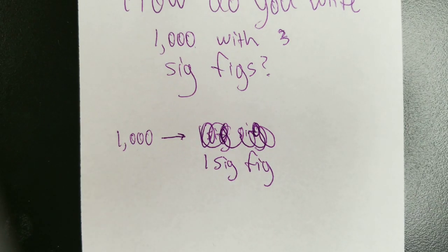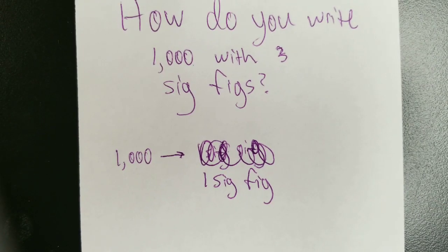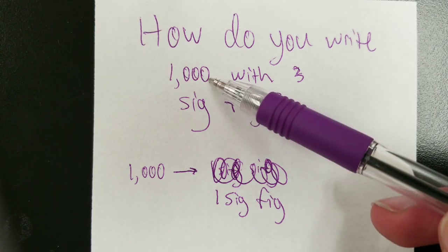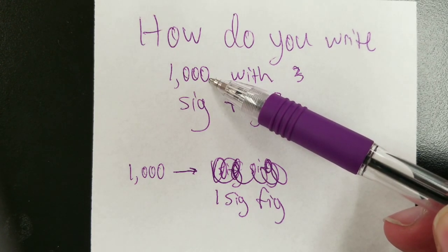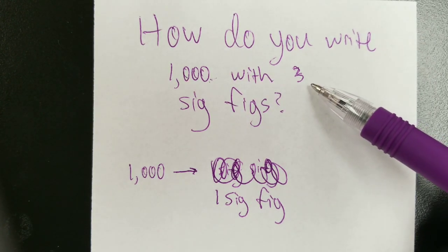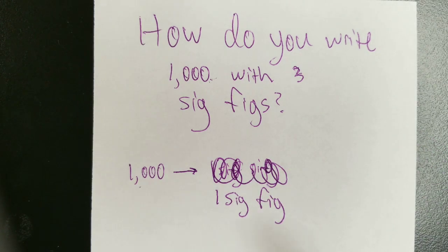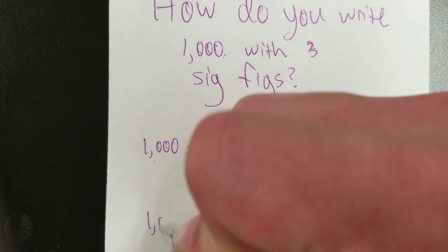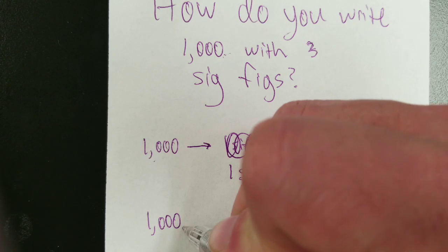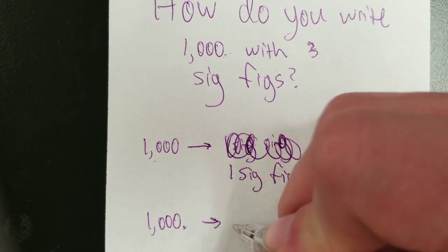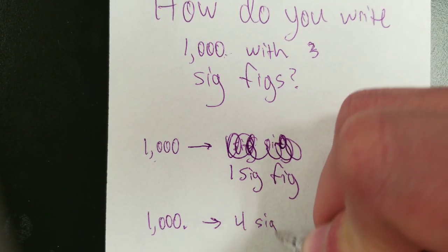Now, suppose you somehow did a calculation, the answer was 1,000, and you figure out that you need to round to 3 significant figures. How do you do that? Because if you just have this, that's 1 significant figure. If you do this, put a decimal point at the end, you now have 4 sig figs.